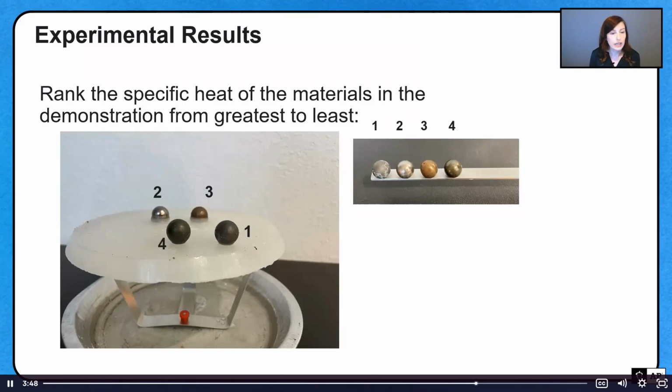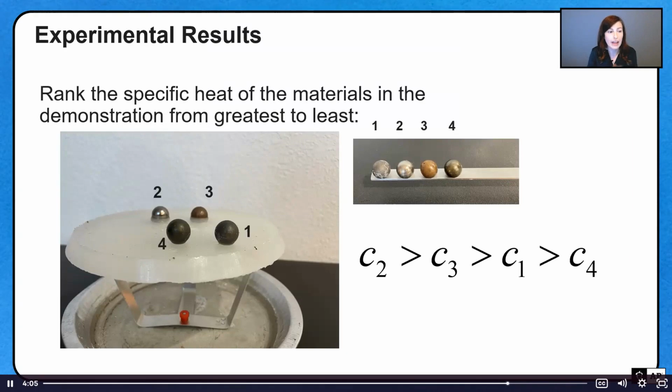Sphere 2, it looks like, melted the furthest. In other words, it maintained a high temperature the longest, so it has the highest specific heat. Next, sphere 3, then it looks like sphere 1, and lastly, sphere 4. They're pretty close, and we probably have some energy being conducted to the air in the room as well.